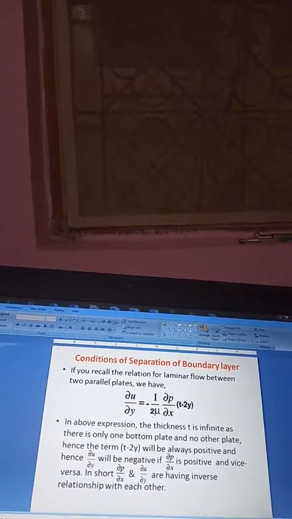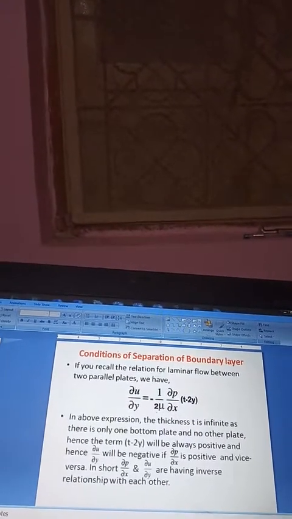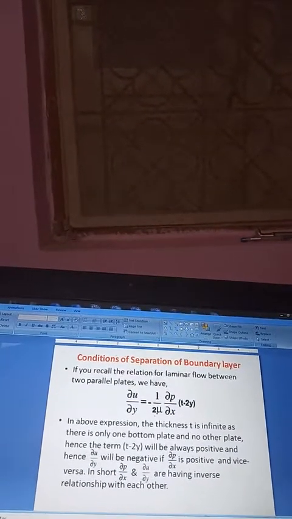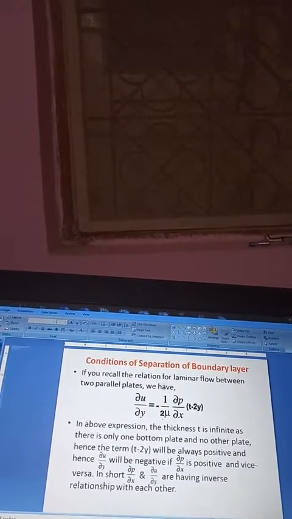But if ∂p/∂x becomes greater than 0, then the condition becomes unfavorable. And if ∂p/∂x is equal to 0, then that is the point of separation. From that point the boundary layer is about to detach, or it is about to separate.